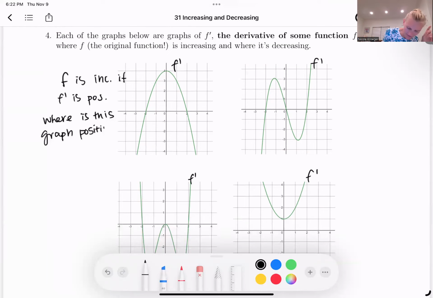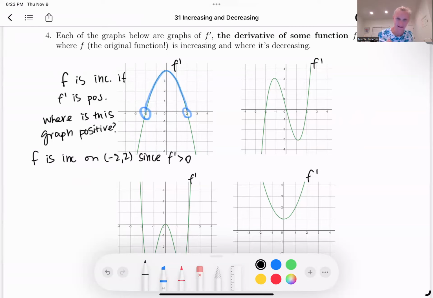Okay, because I've been given the graph of f prime. This graph is positive when the y values are positive. That's what it means for a graph to be positive. So that's over here. That's from -2 to 2. Okay, so f is increasing on -2 to 2, since that's where f prime is positive, where f prime has positive y values.